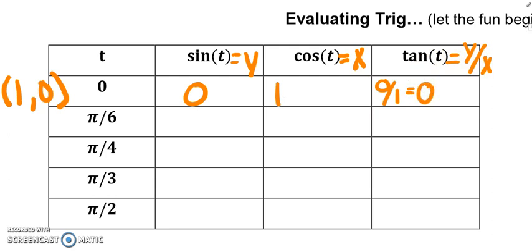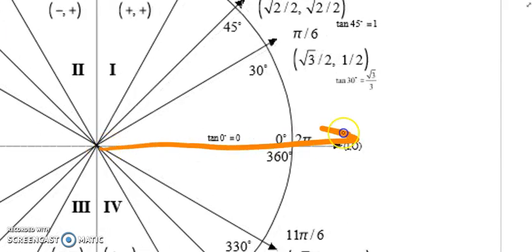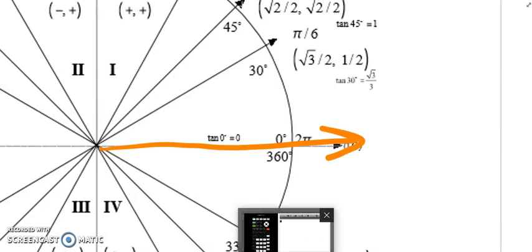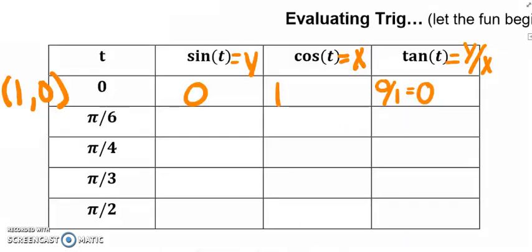And if you look at your unit circle, for this line right here, it is the hypotenuse itself. And so we want to know what the slope is, right? Remember, that's what tangent is. And the slope of a horizontal line is 0. And so that's why that makes sense.